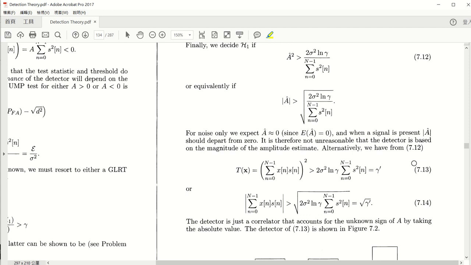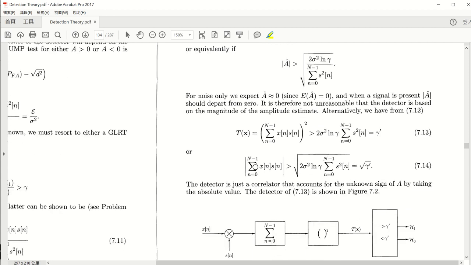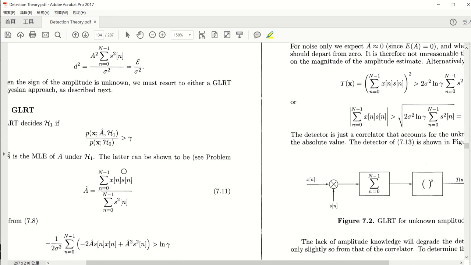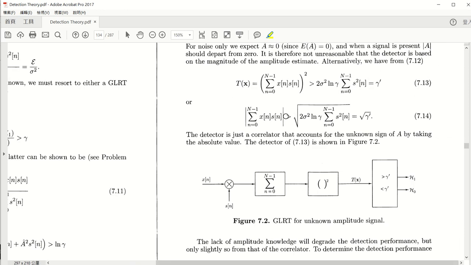Alternatively, we have from this equation that we can actually calculate this T of x equal to summation of x. This is a correlator square equal to this, or equivalently, this is equal to that. And in fact, if you come back to take a look, you do have a correlator here, right, at the numerator. So it doesn't matter, it's equivalent. So the signal is just a correlator that accounts for the unknown sign of A by taking the absolute value. Then the detector of this form can be shown here. So this block diagram implements this whole thing.